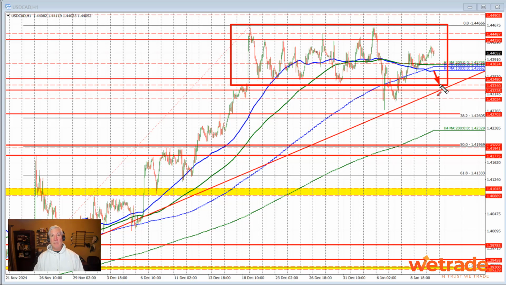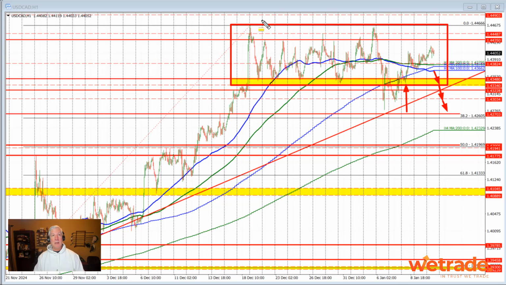If we move below that level, then we look toward the low of this red box. And if we break below that level, then we look toward the lows from this week. We did break below that outside of that red box, not only on Monday, but Tuesday, but then reestablished support against the low of the red box right through here. This is the swing area on the downside.